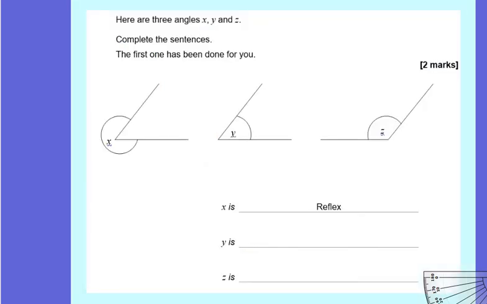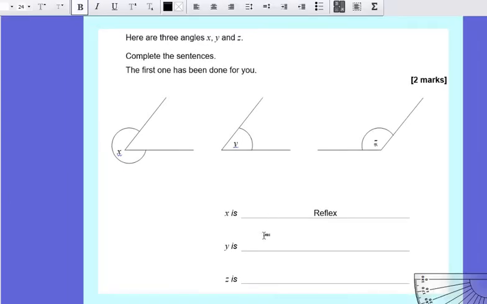A quick exam question for you. Here are 3 angles, X, Y and Z. Can you complete the sentences, please? Pause the video for a minute and have a go at those. Okay, let's go through the answers. Y is an acute angle and Z was an obtuse angle.